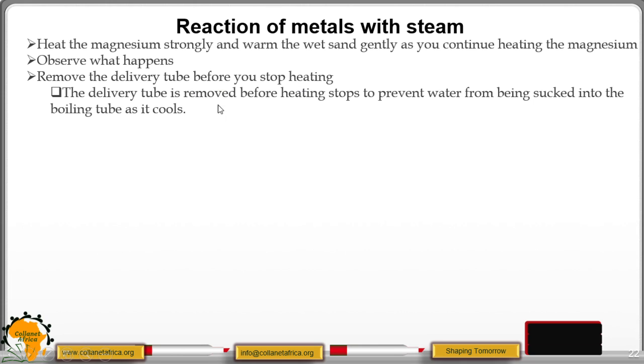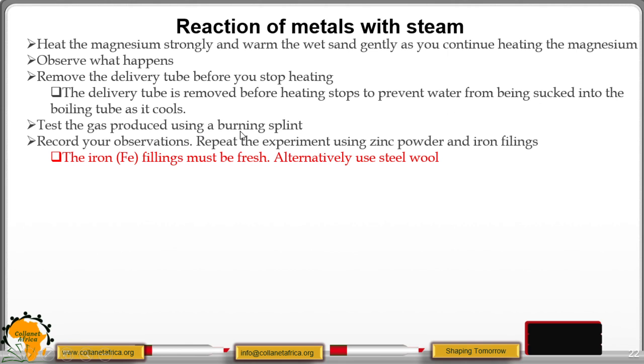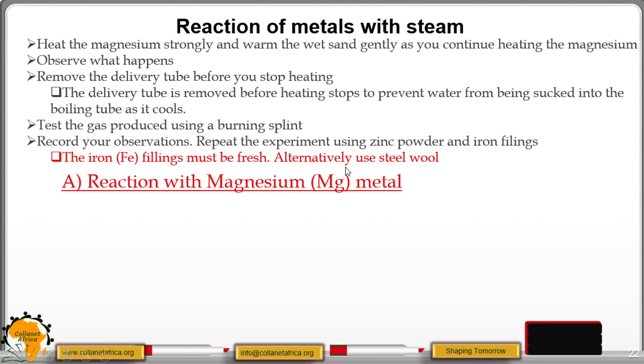The delivery tube is removed before you stop heating in order to prevent the water from being sucked into the boiling tube as it cools. Test the gas produced using a burning splint. Record your observation. Repeat the experiment using zinc powder and iron filings. The iron filings must be fresh. Alternatively, use steel wool.